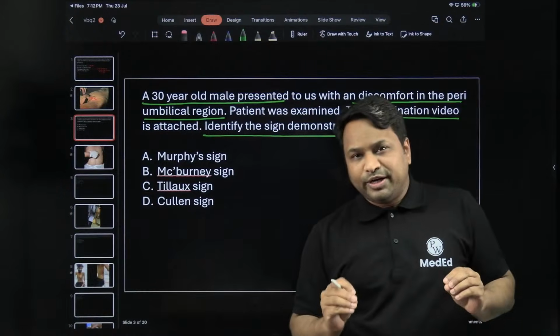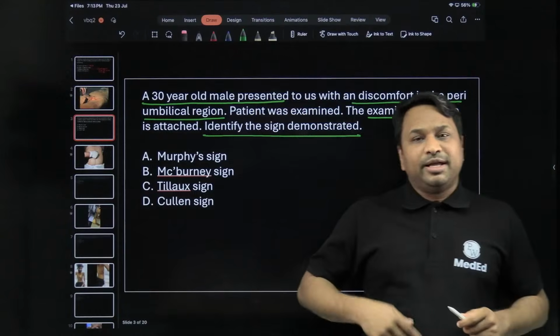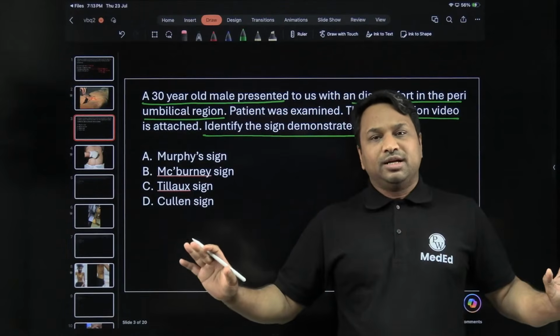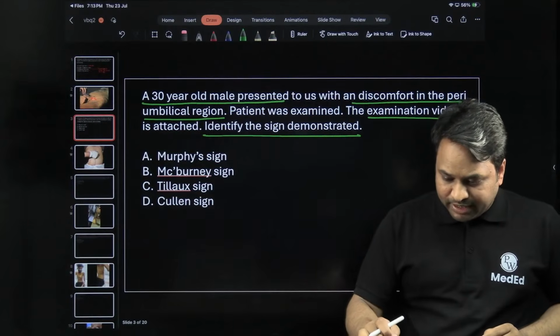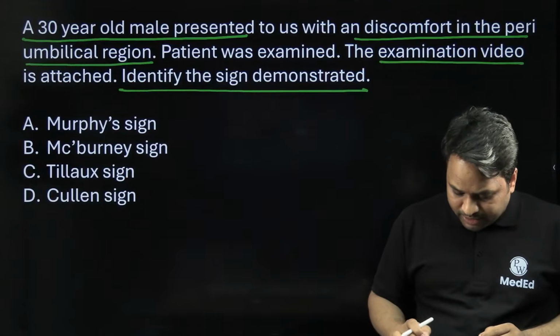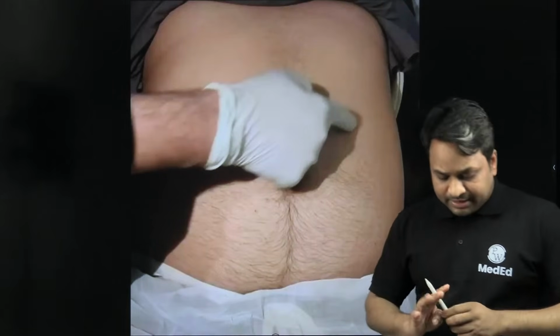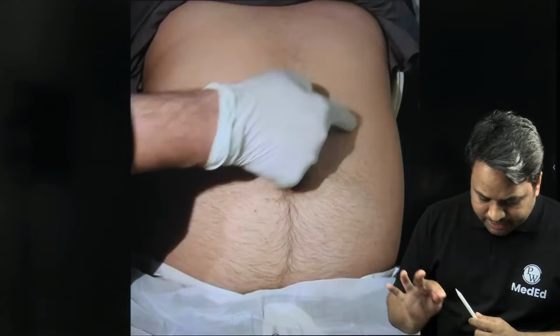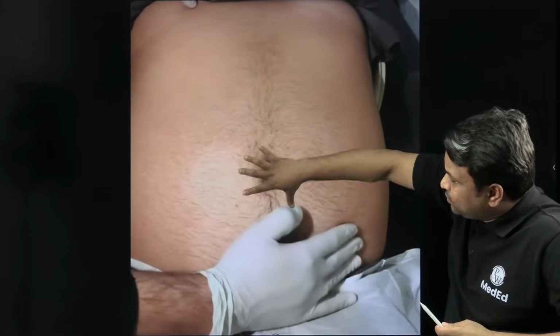And I'm going to show you a video. Now, this is a 30-year-old male with an incidentally found swelling in the periumbilical region. There is no other medical history. I'm going to show you the clinical sign and I want you to identify what is happening. Now, this is the patient and this is the clinical video. I am seeing the swelling is present in this axis. That is what I'm trying to tell you.